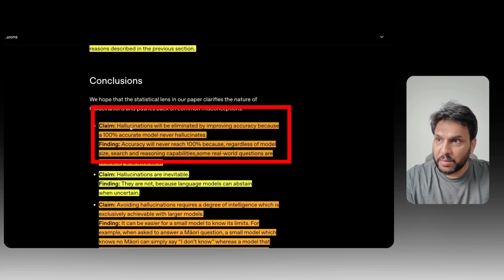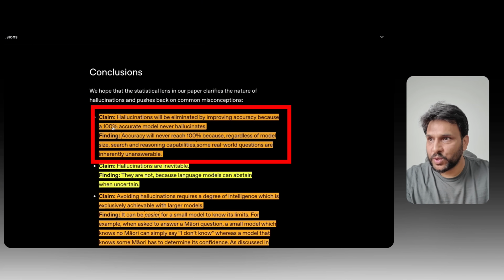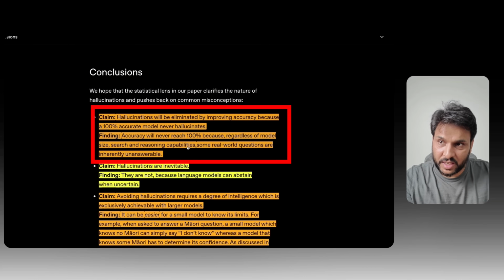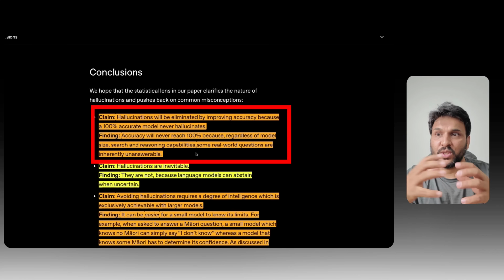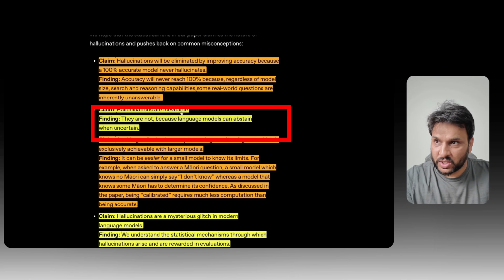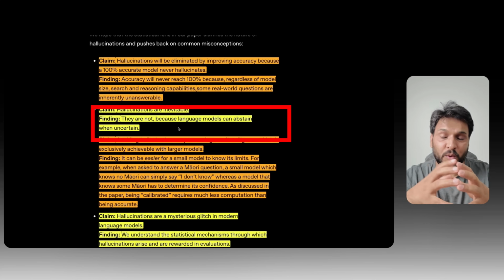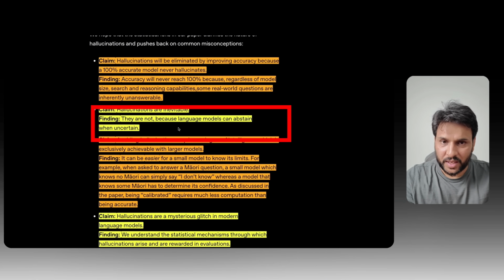So the first one is the claim that hallucinations will be eliminated by improving accuracy because a 100% accurate model never hallucinates. That is not correct. They say accuracy will never reach 100% because, regardless of the model size, search, and reasoning capabilities, some real-world questions are inherently unanswerable. And if you're trying to achieve 100% accuracy, they argue that you are incentivizing hallucinations. The second claim is that hallucinations are inevitable. They say they're not, because language models can abstain when uncertain, and we can train them so that they actually say, I don't know, rather than trying to guess answers.